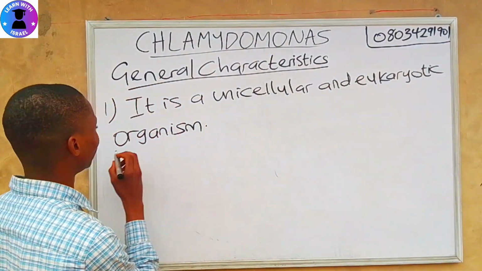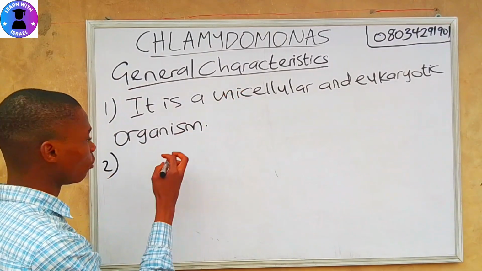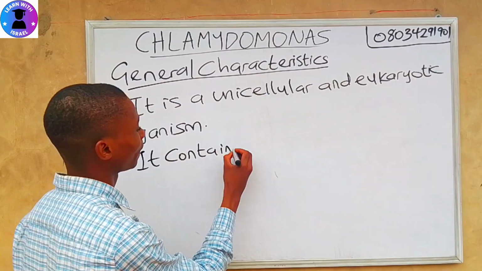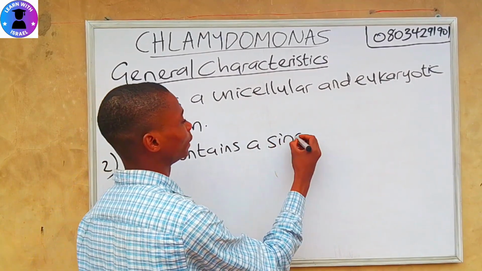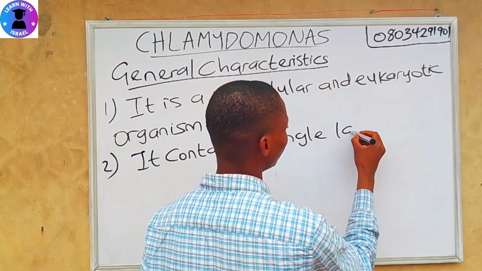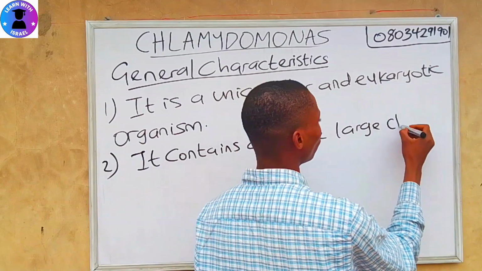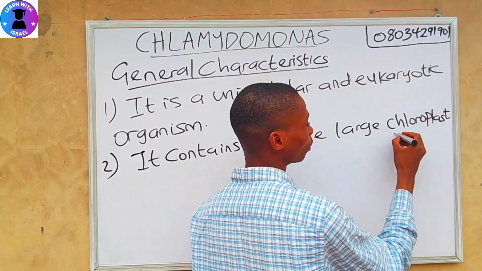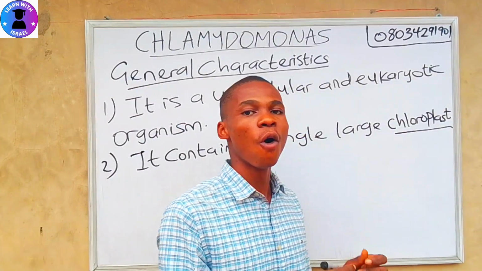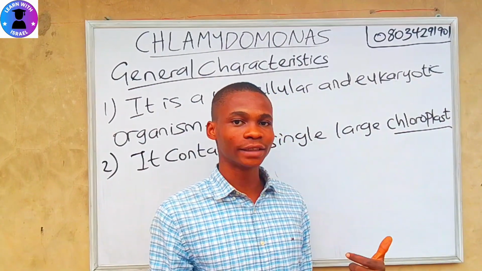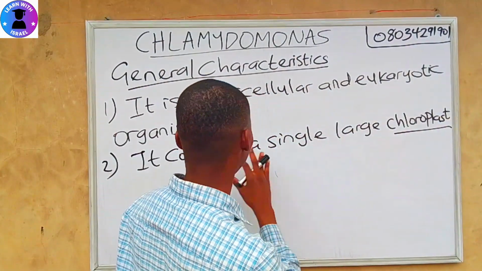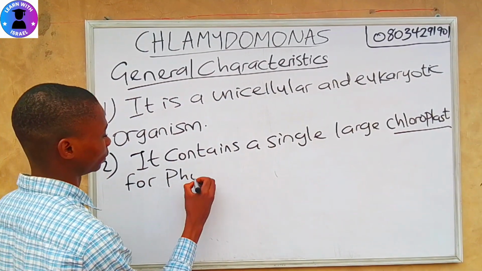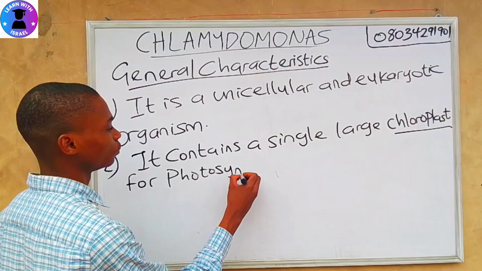The next characteristic: Chlamydomonas contains a single large chloroplast. I mentioned earlier that chloroplasts are used to perform photosynthesis, so it contains a single large chloroplast for photosynthesis.